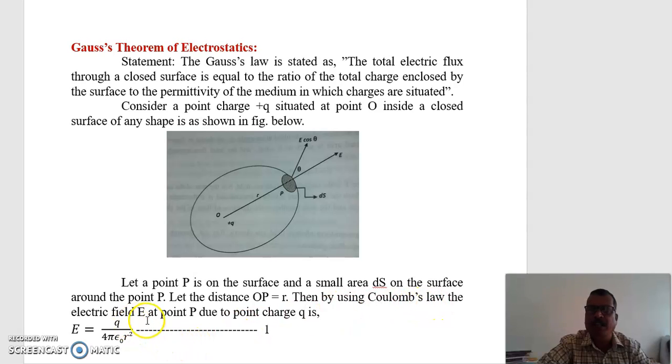Then by using Coulomb's law, the electric field E at point P due to point charge plus Q is given by E equal to Q divided by 4 pi epsilon 0 R square. Here E is directly proportional to the product of charges, and here we have considered only one charge, and inversely proportional to the square of the distance between them, which is R. And 1 by 4 pi epsilon 0 is a constant. This is equation first.